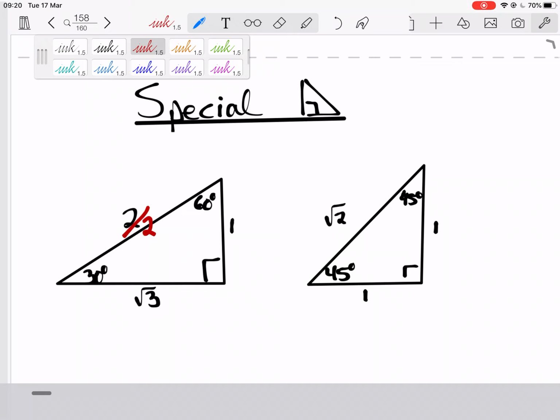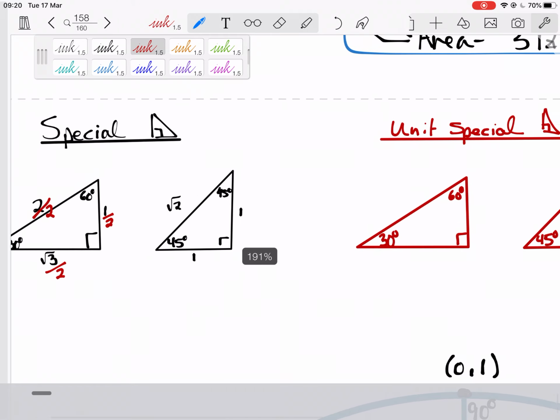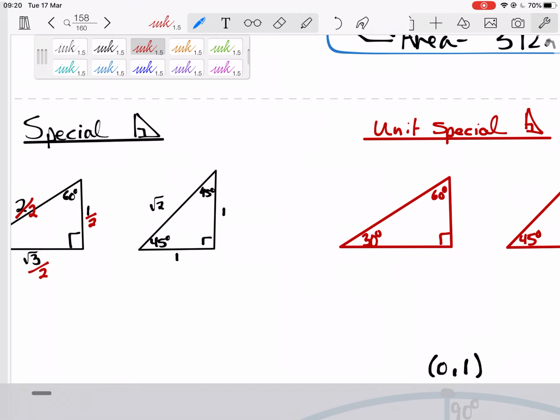What I do to one side of the triangle, I have to do to another. So I'm going to divide by 2. I'm going to divide by 2. And so that's going to give me my new unit special triangle over here. So my hypotenuse is 1. I have square root 3 over 2 there. And 1/2 across from my 30 degrees.